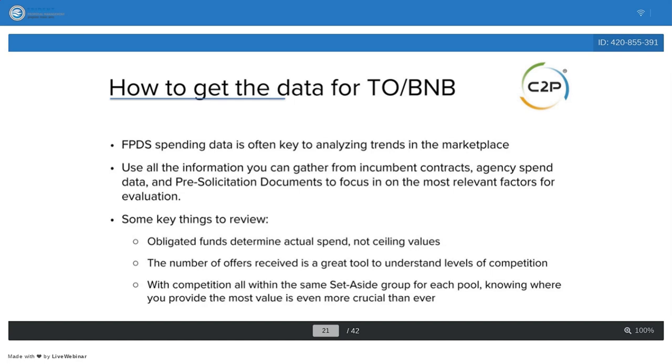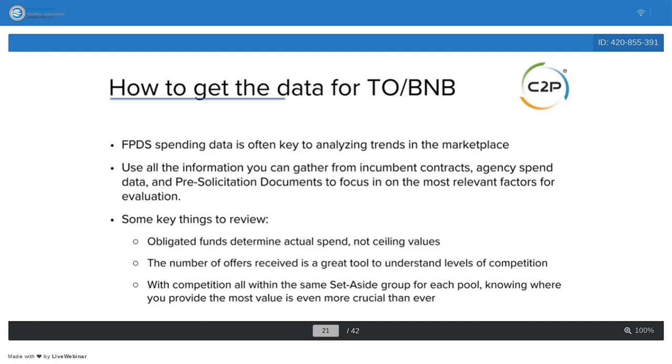How to get the data for these decisions: FPDS spending data is often key. That is what we provide most often through Capture to Proposal for determining how much an incumbent contract is worth, who was on it, which contractor, how many modifications, and what the changes were. Are they likely to affect your ability to bid on the follow-on? Use all the information you can gather: agency spend data, pre-solicitation documents, and use those to focus on the most relevant factors for evaluation.